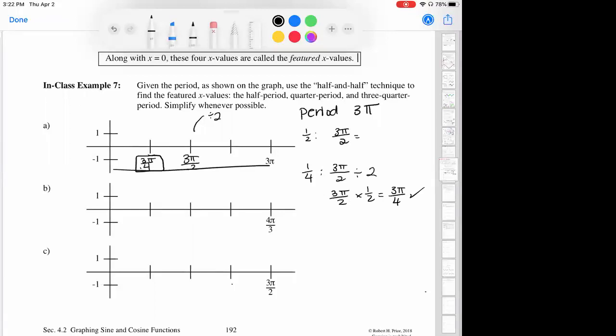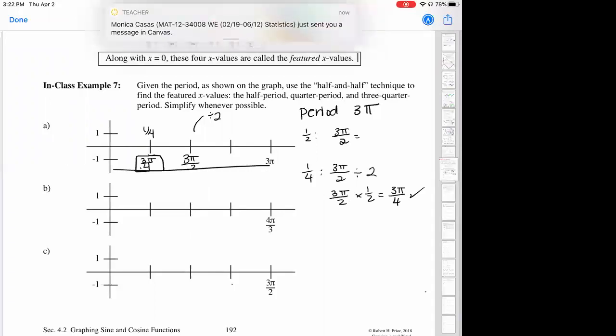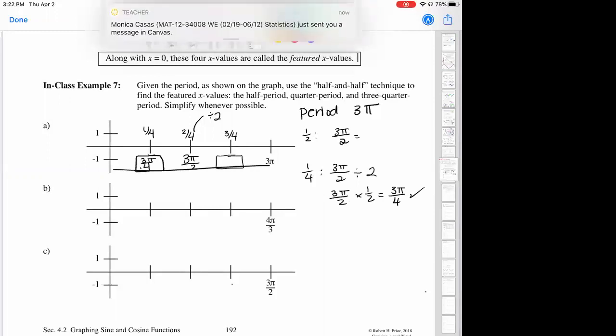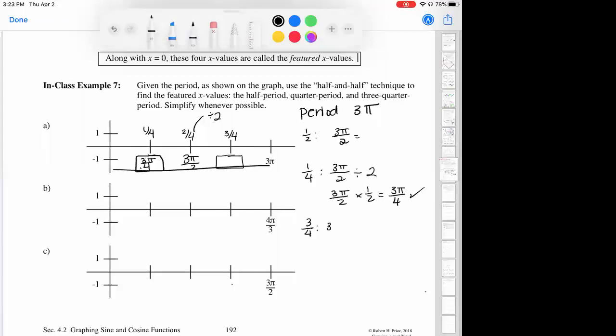All right, now that I found my fourth, this is 1/4. This is 2/4. This is 3/4. So to find this other one, I go ahead and multiply our answer by 3. 3π/4 times 3, you get 9π/4.